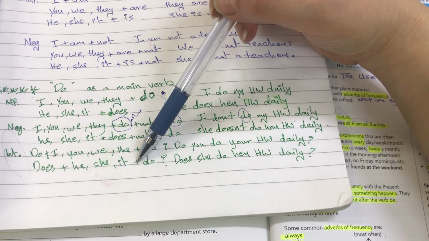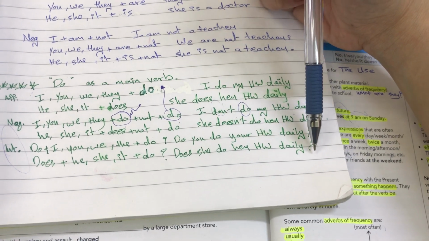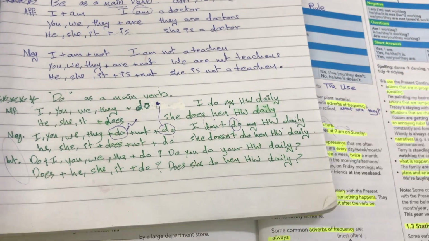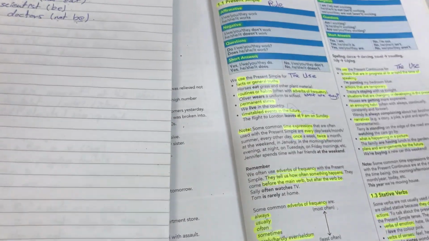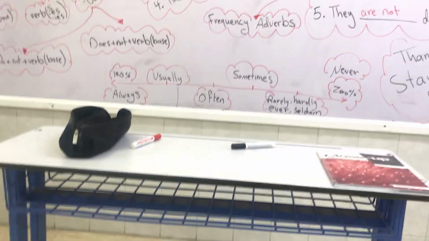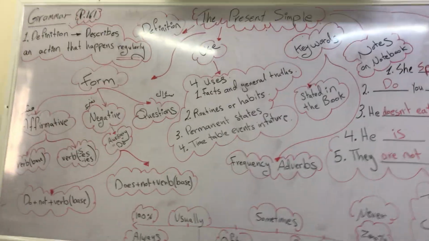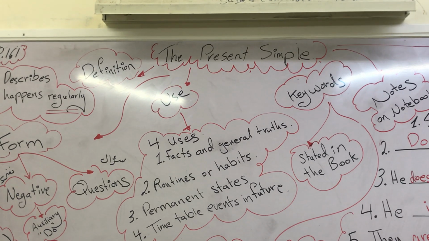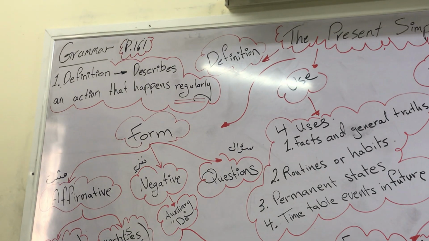Does he, she, it plus do. Does she do her homework daily? Yes, she does, or no, she doesn't. Here, we are done now with our explanation regarding the present simple tense. Let's have a quick review regarding it. The present simple tense. Let's talk about the definition.